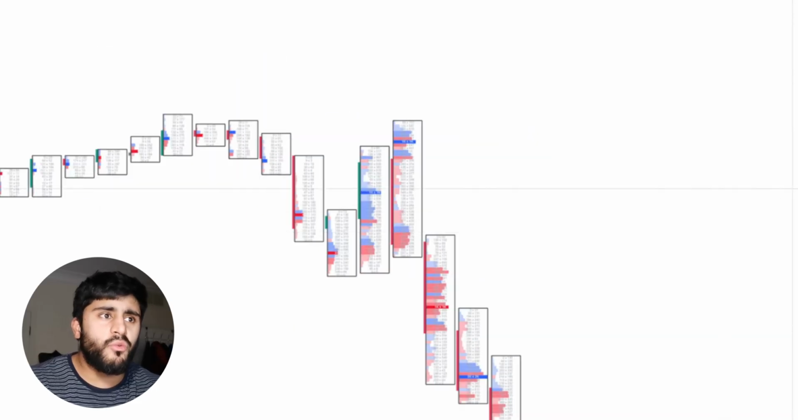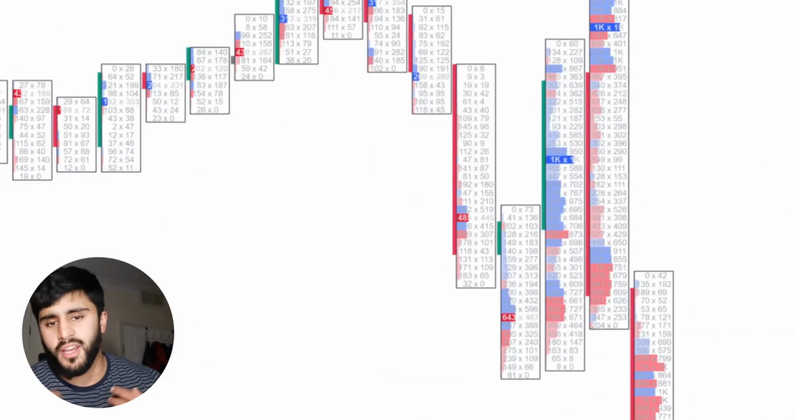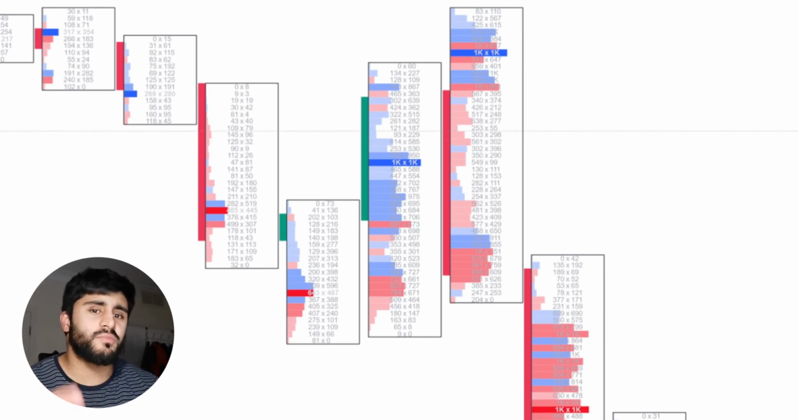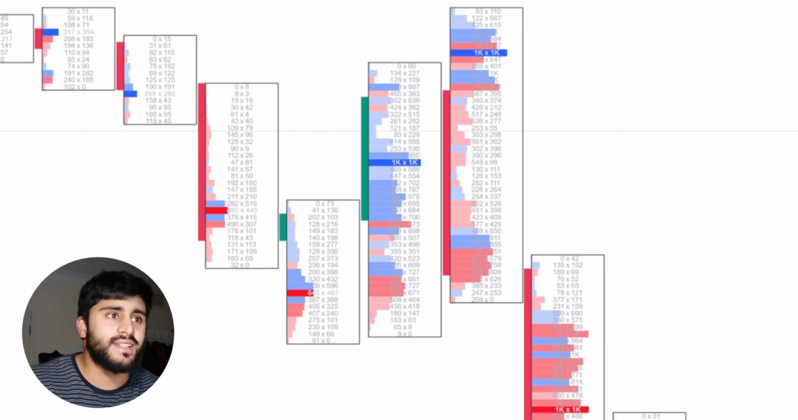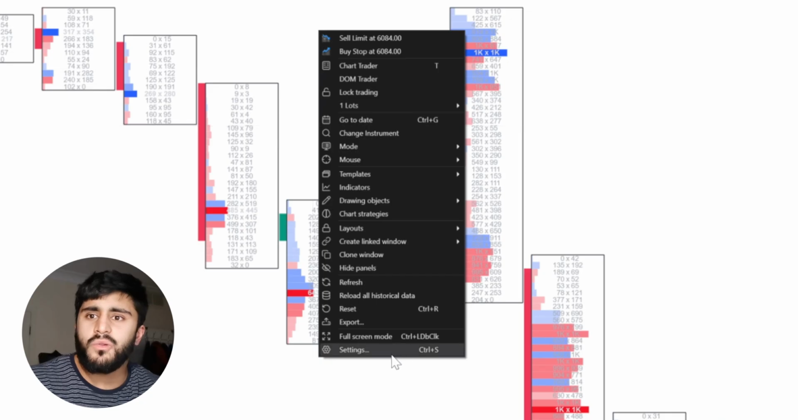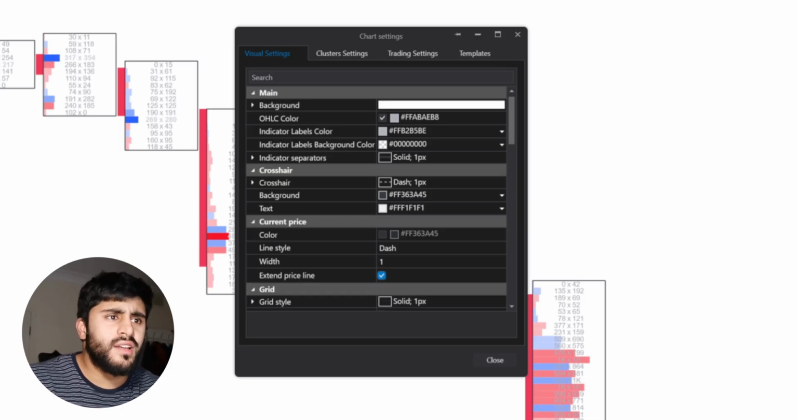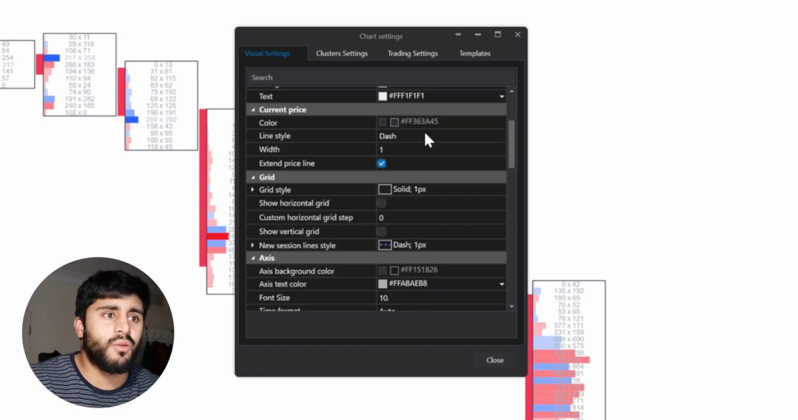Before we do that, I get questions about the settings I use within the ATAS platform, so let me explain the settings. If we head over to settings, let's quickly dissect how I configure them. The background, of course, is white. In the visual settings, we can see a white background, and I've removed the horizontal lines because I don't really like them.